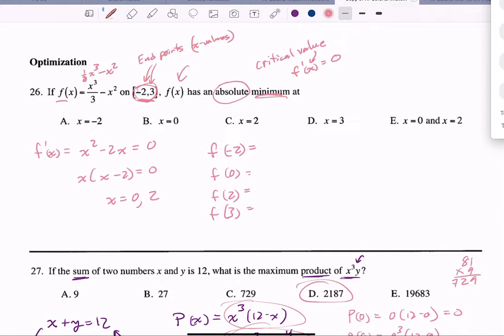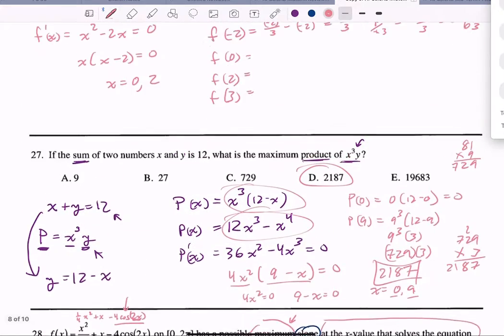So when I plug in -2, it'll be -2 raised to the third power over 3 minus -2 raised to the second power. So I would get -2 times -2 times -2 is going to be -8. So -8 over 3 minus 4. Let's make that have a denominator of 3. So it would be -20 over 3, which is -6 2/3.